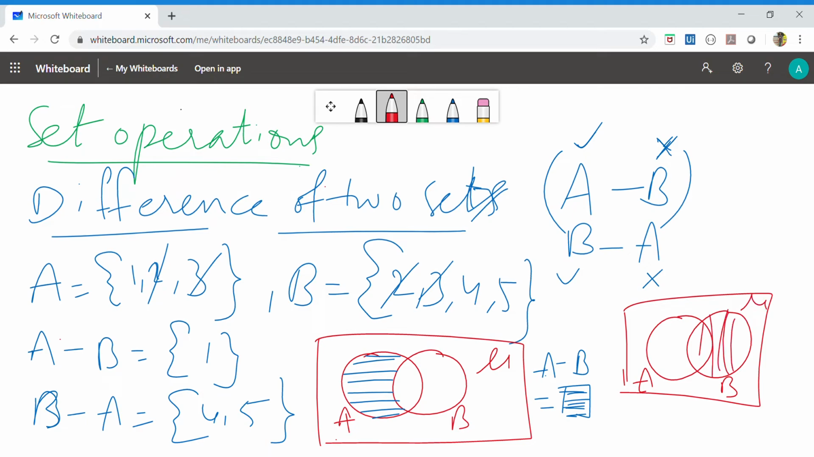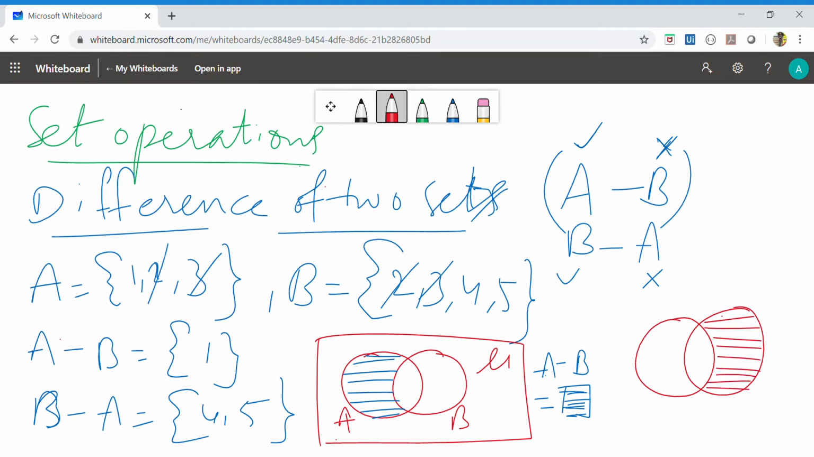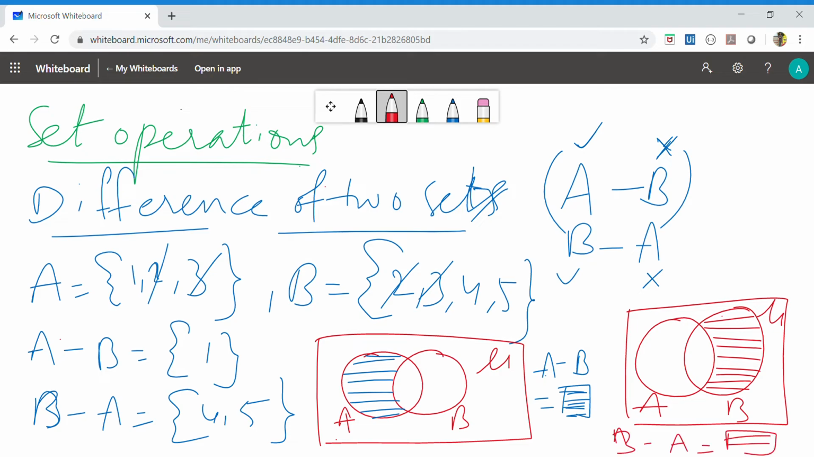With horizontal lines, B minus A can be drawn as only B. The elements which belong to purely B only. That is indicated by only B. So A minus B and B minus A are the shaded regions. Okay, so this is the difference of sets.